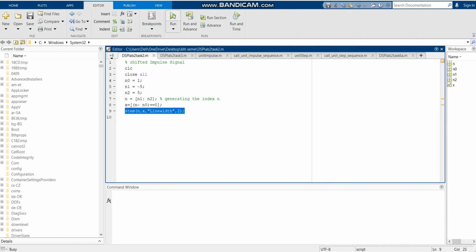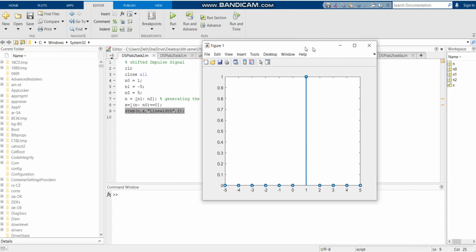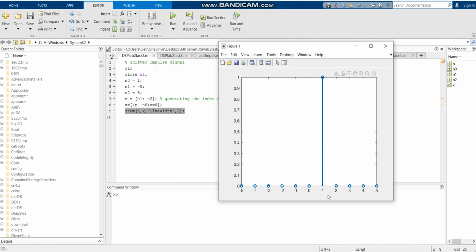So let us observe the output of this code. Here we can see that the shifted impulse signal exists at the index 1.